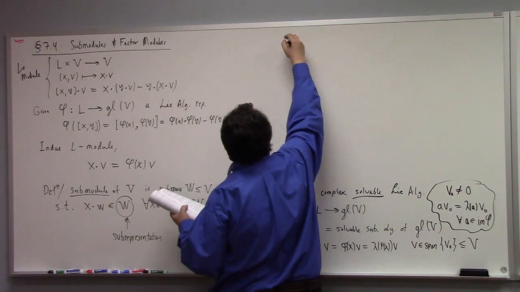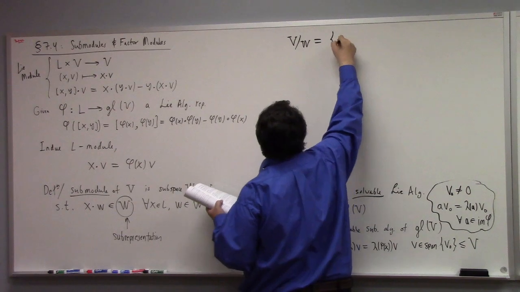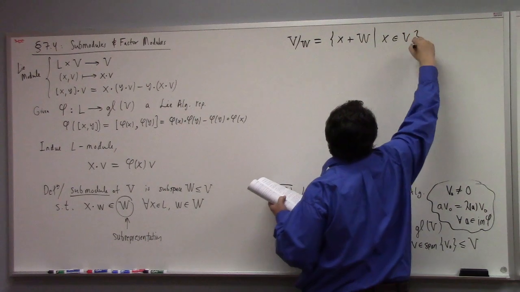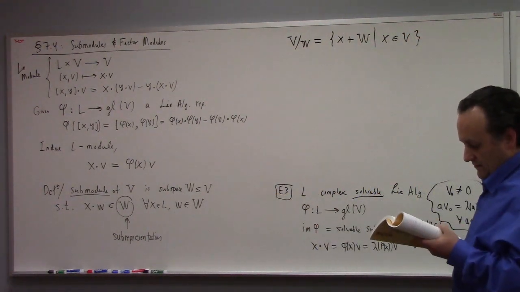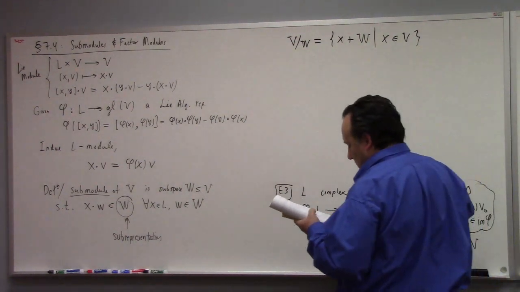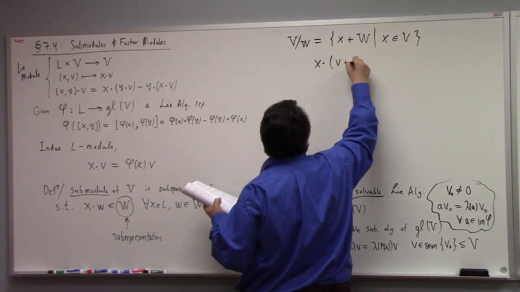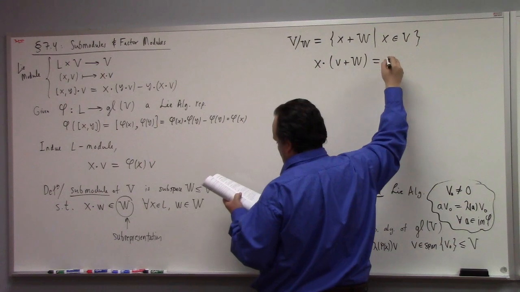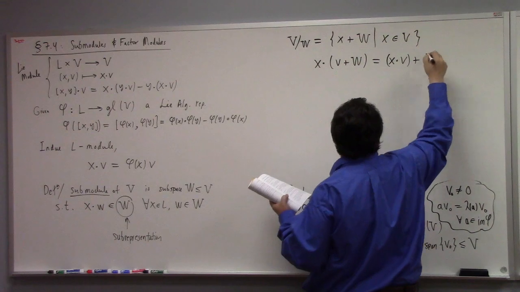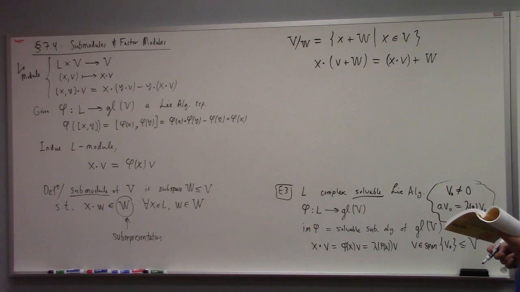So V mod W, what's that? Here you're looking at x plus W, such that x is an element of V, right? It's the set of cosets of W, right? And he says you can define the structure of an L module as follows: x dot (v plus W) is x dot v plus W. And this is called the quotient or factor module, right?